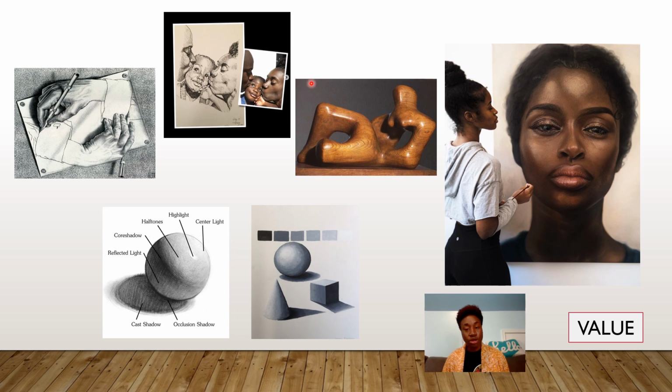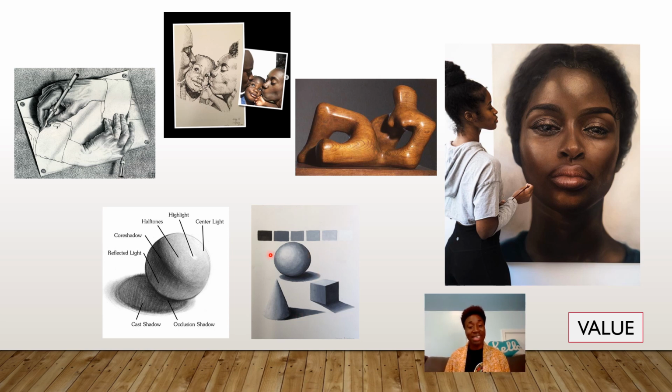This is an actual sculpture to show you how highlights are on actual pieces. So this is the highlight where the light is hitting the sculpture, the midtones, and the dark tones, which is where the shadow hits. Here's another example of how value is used on a portrait or on a picture of a person.